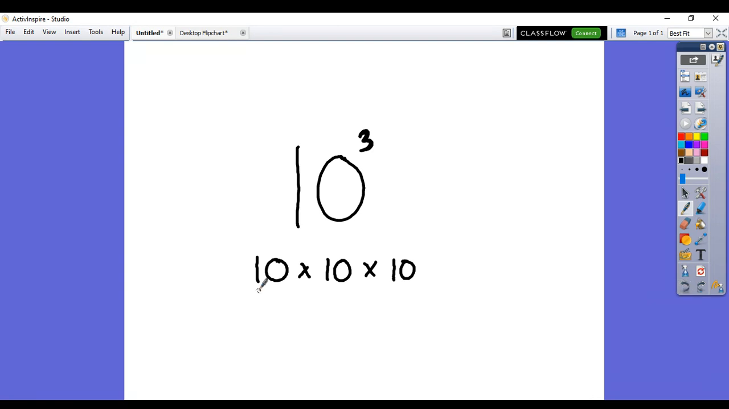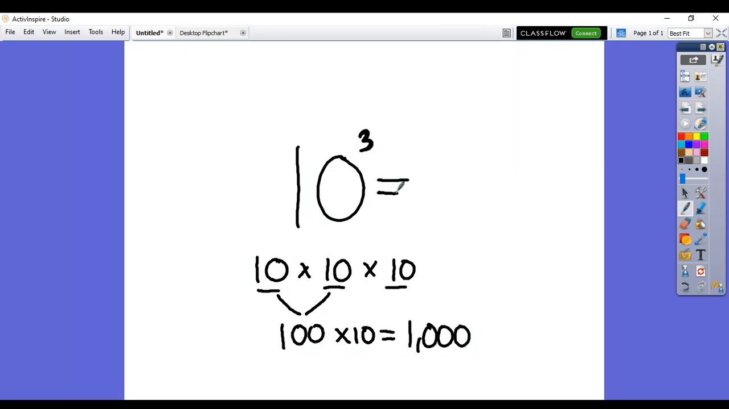If I did 10 times 10 times 10, what I like to do is break it apart. I'm going to do 10 times 10 first, and that's going to give me 100. Then I'm going to pull this other 10 down and multiply it by 10, just to make it a little easier on me. 100 times 10 gives me 1,000. So 10 to the third is equal to 1,000.